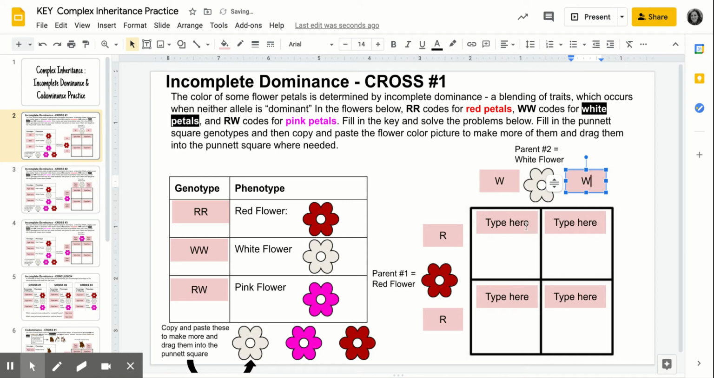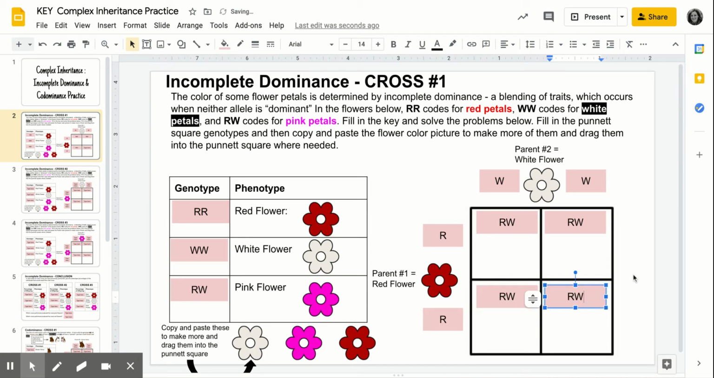Now let's put them together, okay? Now these inside the Punnett square represent the potential offspring, okay? So RW, because we're getting one from this parent, one from this parent. Here we're going to have RW again. Here again, we're going to have RW. And here again, we're going to have RW.